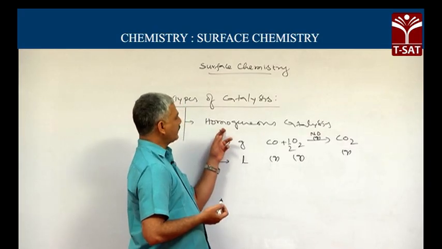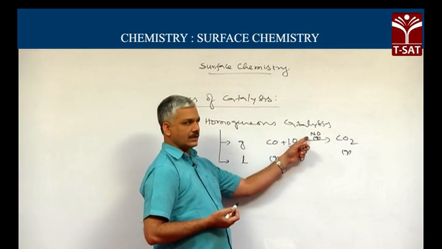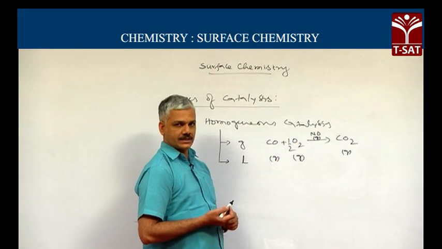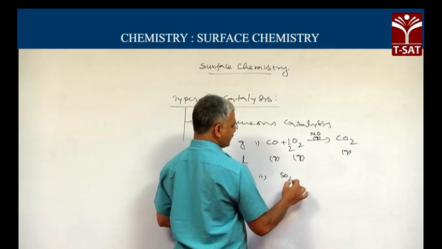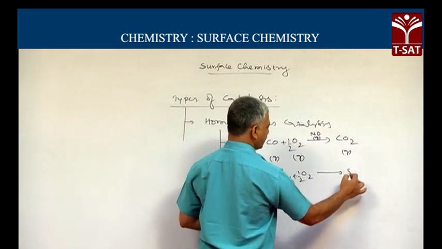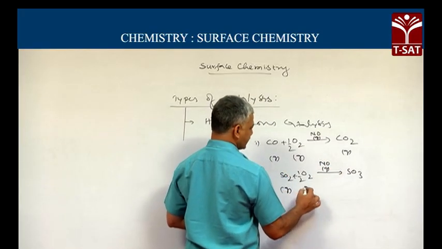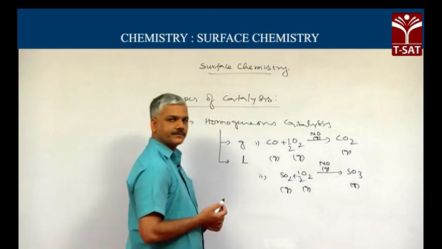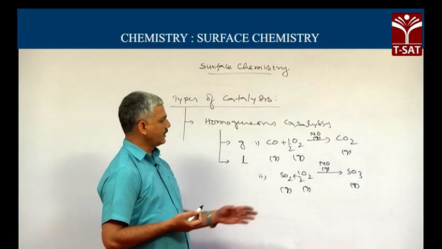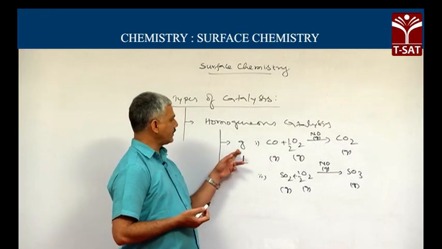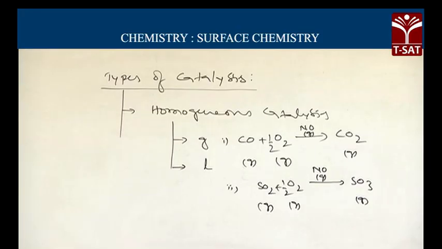But for a catalysis to be homogeneous, the condition is that the reactants and catalyst must be in the same physical state. One more such example is the oxidation of sulfur dioxide to sulfur trioxide, again in the presence of nitric oxide as a catalyst. Here also the reactants and catalyst involved are gases. Such catalysis reactions are known as gaseous homogeneous catalysis reactions.